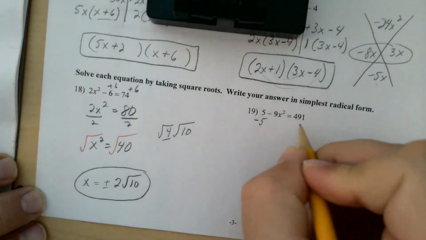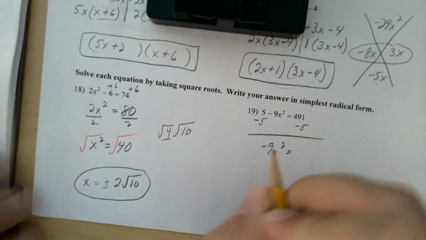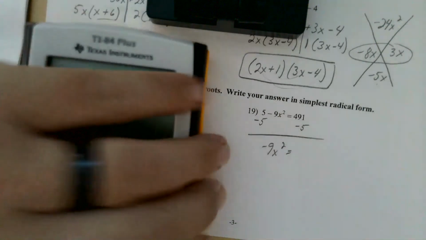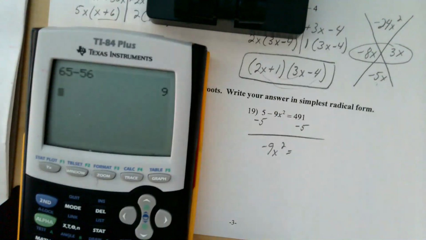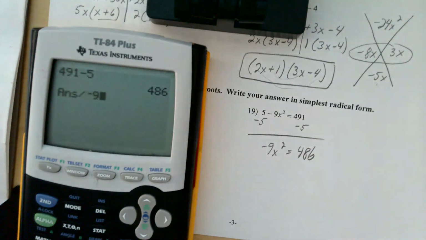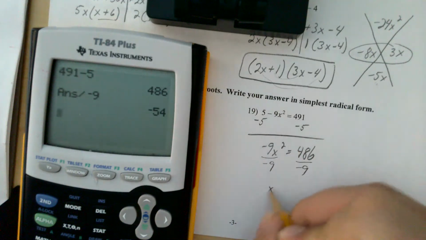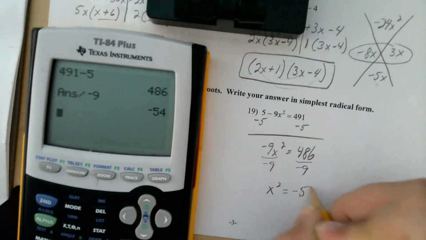This time I have to get rid of the 5, so I'm going to subtract 5. When I subtract 5, I'm going to use a calculator because I'm going to have to divide by -9. So we're going to have 491 minus 5. That's going to be a 486, but then I'm going to divide right away by -9. And when we do that, we're going to get a -54.